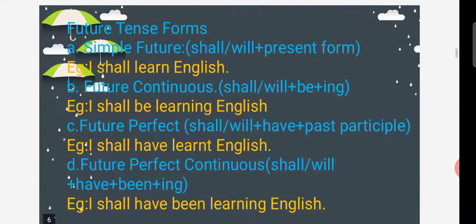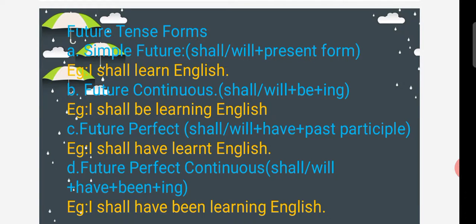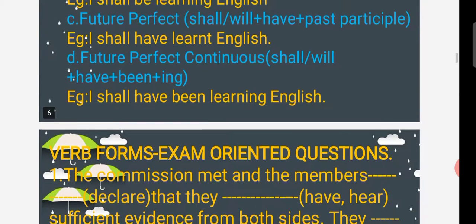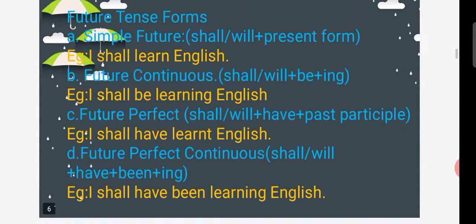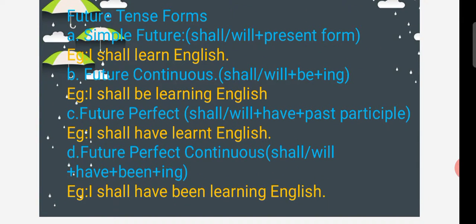Next we move on to future tense forms. Now let us learn about simple future tense. Simple future tense: shall or will and present form. The verb should be in present form even in future tense. So I shall learn English. It is in the future, okay? I shall learn English maybe tomorrow evening. That way, I shall learn English.